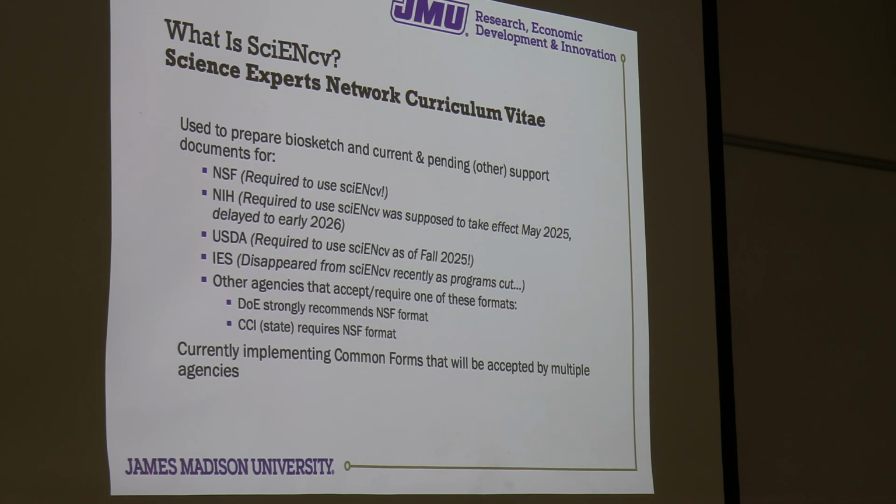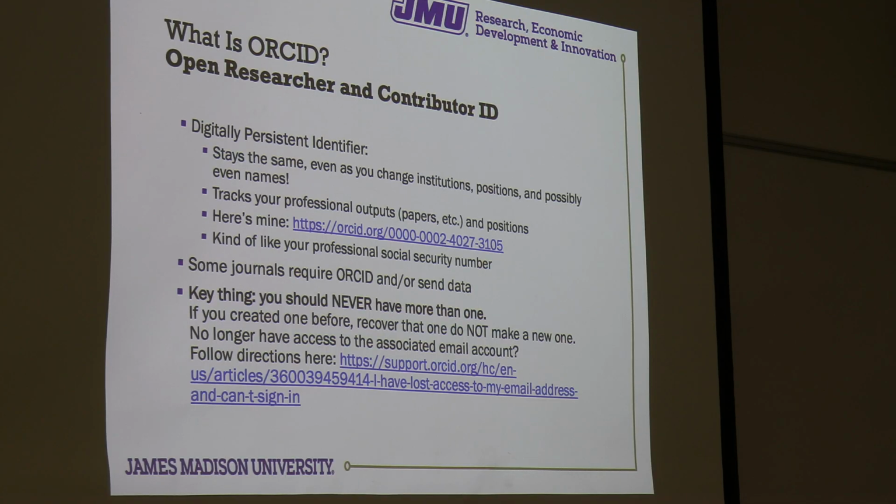Okay, so that's SciENcv. The other thing we're looking at is ORCID, which stands for Open Researcher and Contributor ID. The other thing that you sometimes see this called is a DPI, or Digitally Persistent Identifier. And the thing about ORCID is, I like to tell people, it's your professional social security number. It stays the same even as you change institutions, as you change positions, and even if you decide to change your name, your ORCID ID is not changing. And what it does is it tracks your professional outputs.